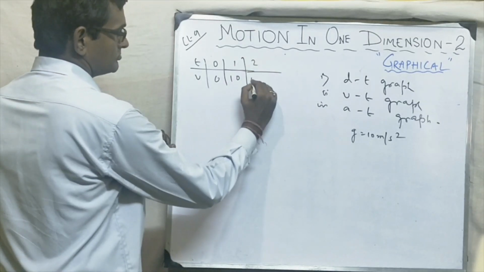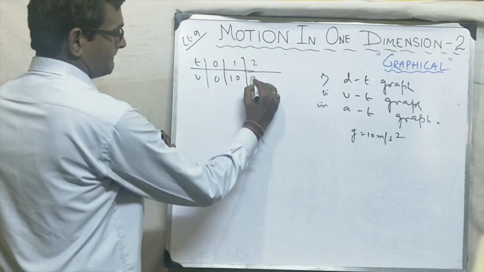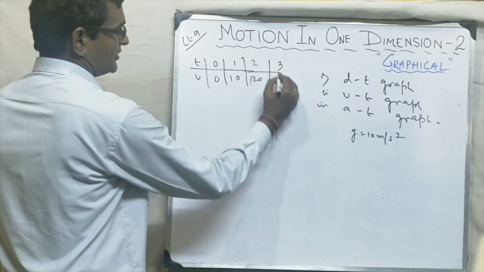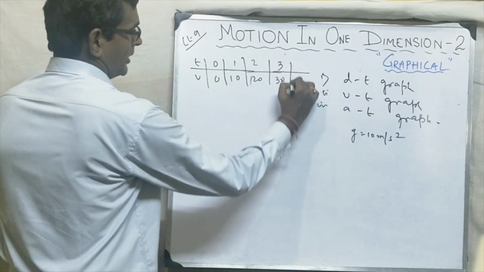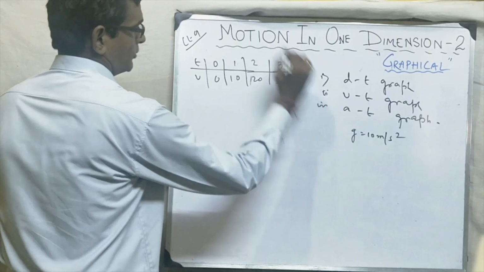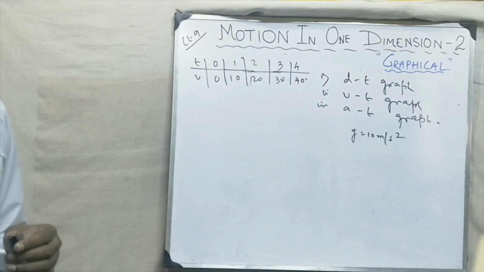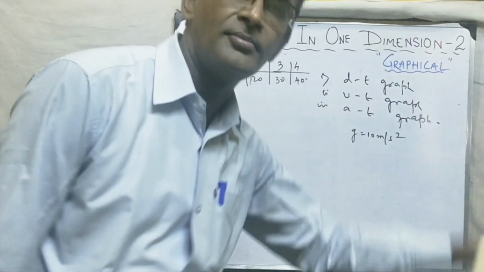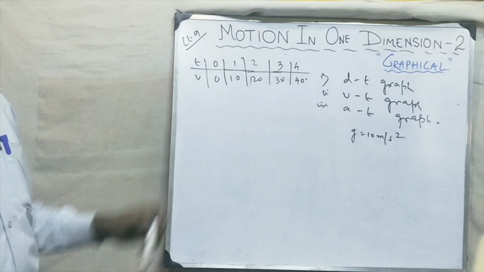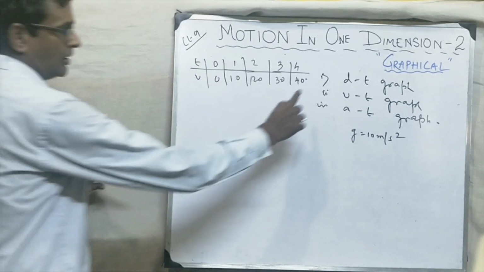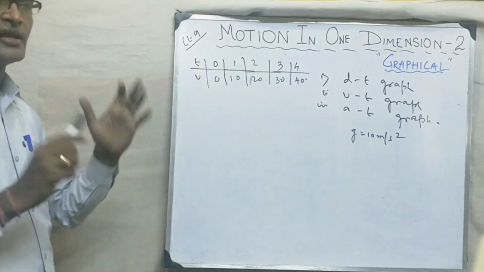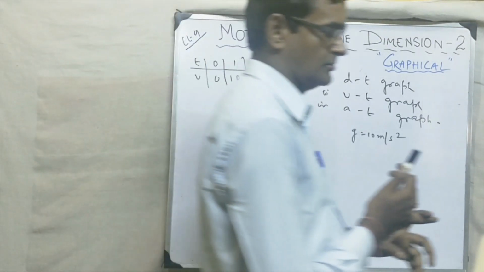After 2 seconds, its velocity will become 20. After 3 seconds, 30. After 4 seconds, 40. And so on. More height, more time will take to reach the ground. Less height, less time. Doesn't matter. Displacement time graph. What type of motion is it?